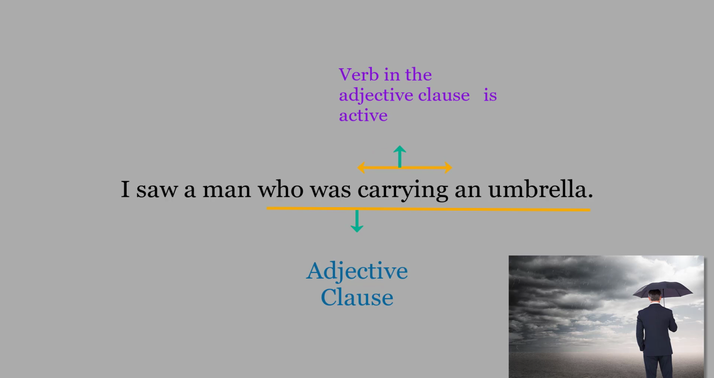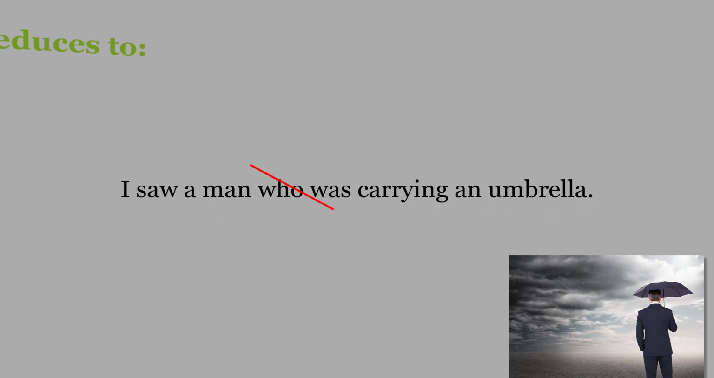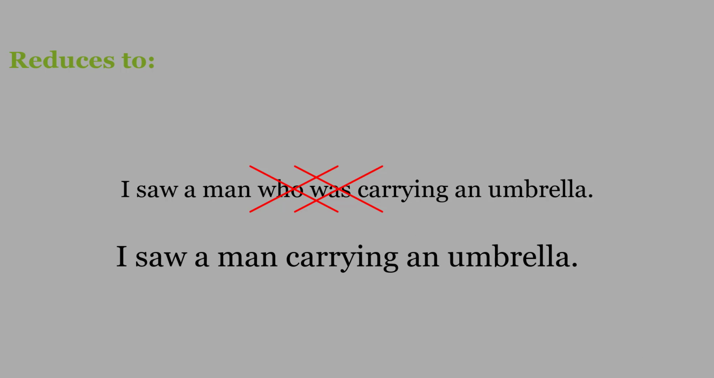Look at this example. I saw a man who was carrying an umbrella. Who was carrying an umbrella? It is an adjective clause. The verb is carry. The verb in the adjective clause is active. The relative pronoun will be omitted. "Was" will be omitted. And "carrying", I use it without changing because it is a present participle. The reduced form will be: I saw a man carrying an umbrella.